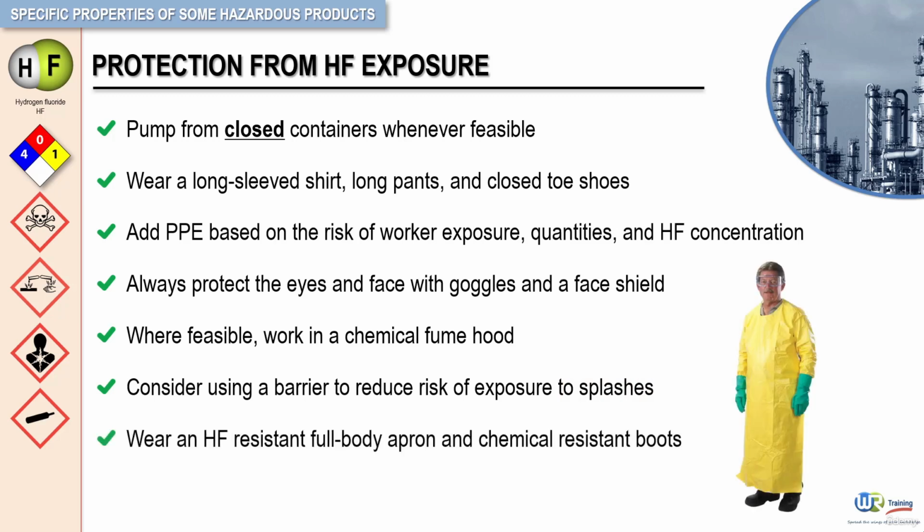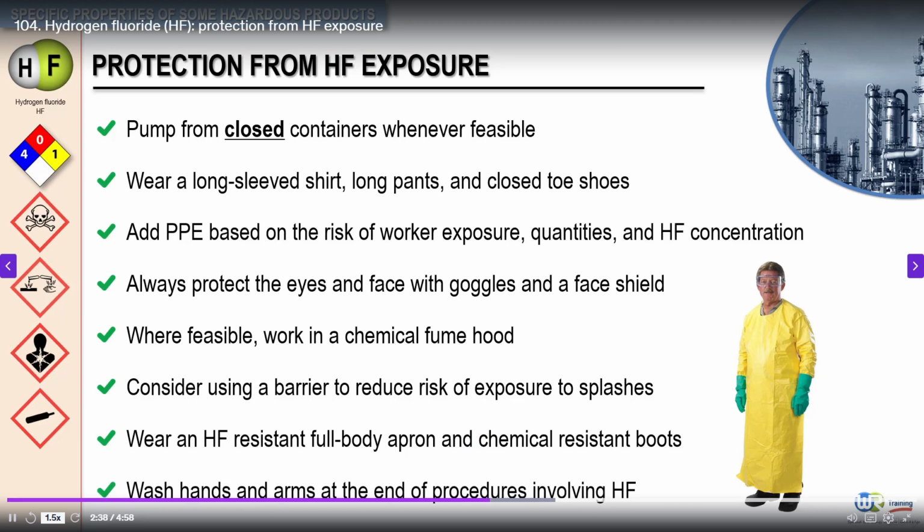Besides PPE, consider using a barrier to reduce risk of exposure to splashes. Wear an HF-resistant full-body apron and chemical-resistant boots anytime there is a risk of splash. Ensure there is no splash intrusion between the boot tops and legs. Use appropriate HF-resistant gloves and select chemical boots, aprons, and gloves based on potential exposures to HF and the nature of the work, taking into consideration concentration and contact time. Also, consult the safety data sheet and manufacturer of the PPE being considered to help determine adequate material, breakthrough protection, and permeation times. Lastly, wash hands and arms at the end of procedures involving HF.